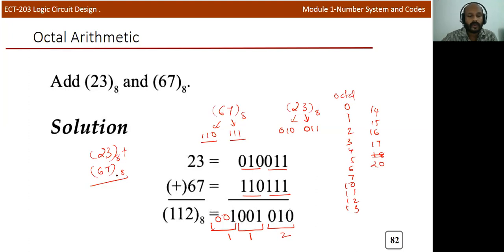So here it is 7 plus 3, so 7 is here, plus 3 means 10, 11, 12. So we need to write 2 here, and there will be one carry. So 2 plus 1 is 3, and 3 plus 6, or 6 plus 3: 6 is here, and after this 6, 7, 10, so it will be 11. In this way also you can approach octal addition.